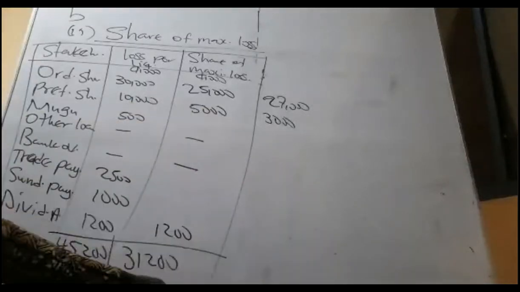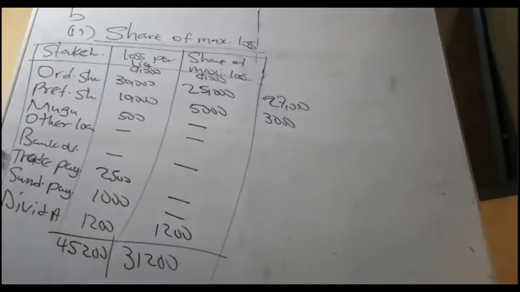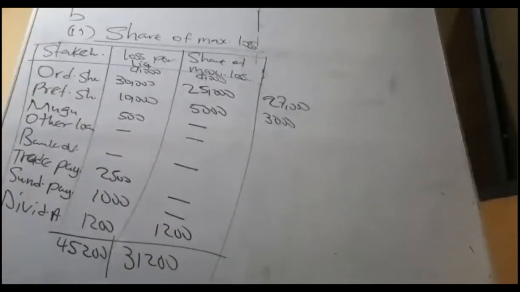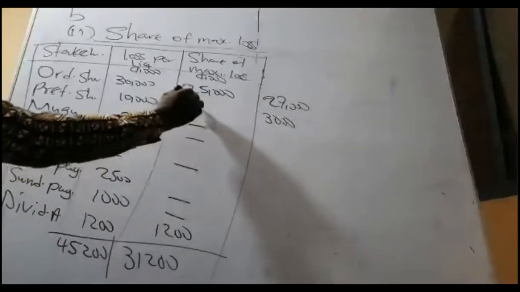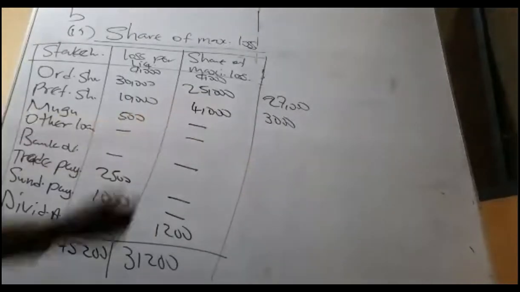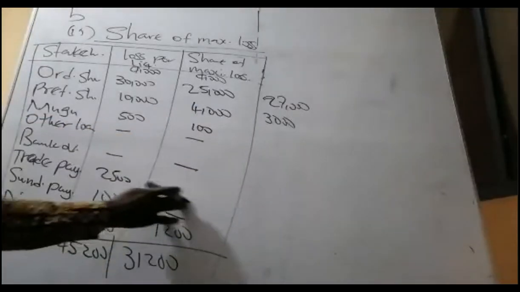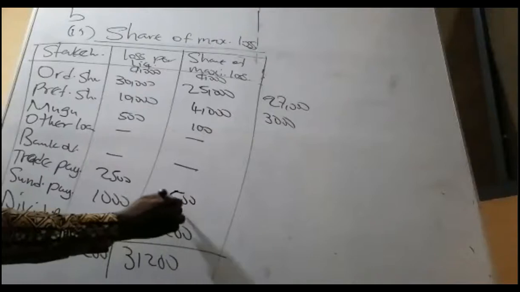So now we are going by this. Dash here, dash here, dash here. So that means the trade payable, they are not losing anything. Sundry payable too, they are not losing anything. Preference shareholders, they are losing 5,000. Discretionary. Or you can say that these people should lose, let's say, 4,000. This guy should lose just 100, this guy should lose just 500, and this guy should lose the remaining 400. Perfect.